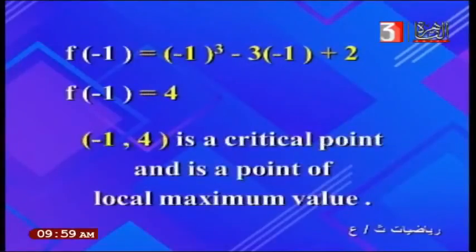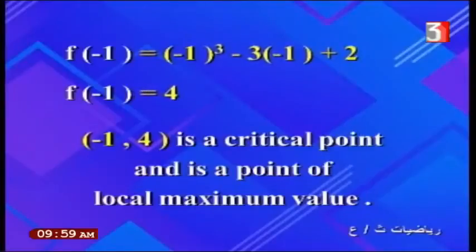Then f of negative 1, we substitute in the original function, f of x equals x to the power 3 minus 3x plus 2. Then f of negative 1 equals negative 1 to the power 3 minus 3 times negative 1 plus 2, which equals 4. Then the maximum value equals 4. The point negative 1 and 4 is a critical point and is a point of local maximum value.